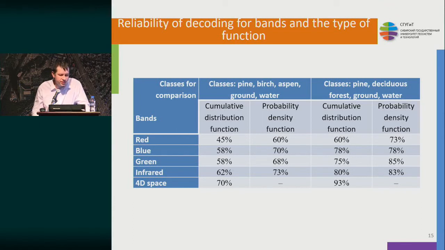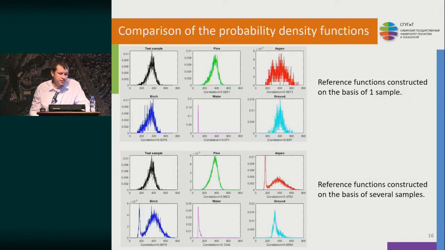In particular, that applies to infrared channel, 5 out of 5. Again, 4D density distribution delivered the best results. It's 8% higher than when using separate functions. So it's best to form an averaged reference.